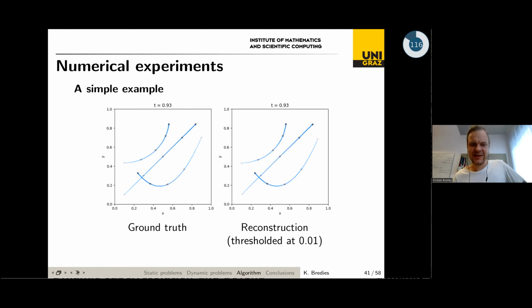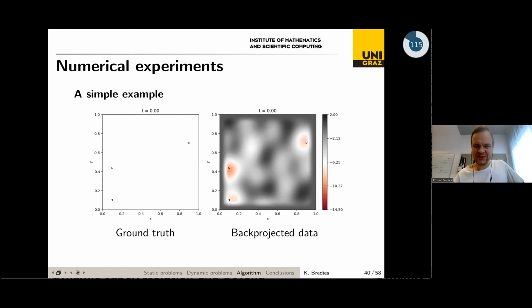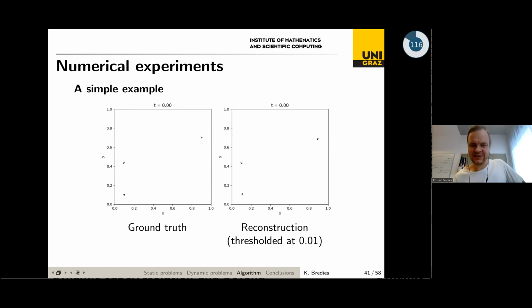You can see that the reconstruction is quite good. Visually, there is not much of a difference. However, we have some additional curves. Maybe I just run this again. Okay, it's a little bit stuck, the animation.